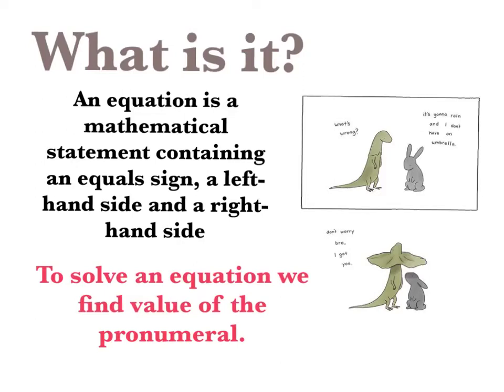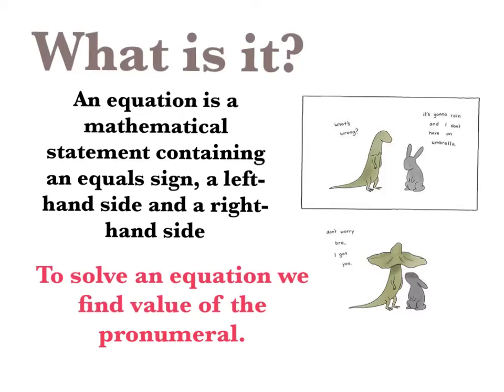We're going to look at equations, and you need to write this down. An equation is a mathematical statement containing an equal sign, a left-hand side and a right-hand side. That is a really key idea. So far, we've just looked at expressions.